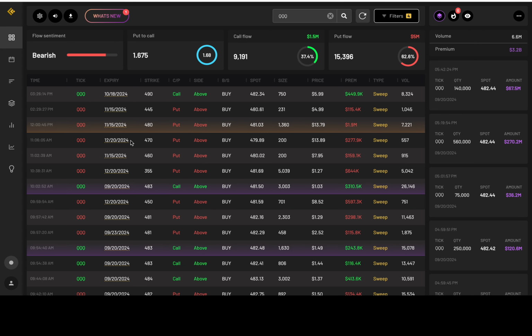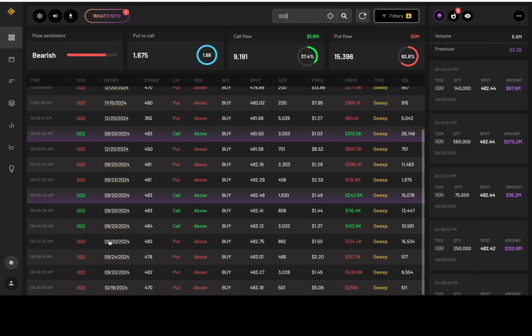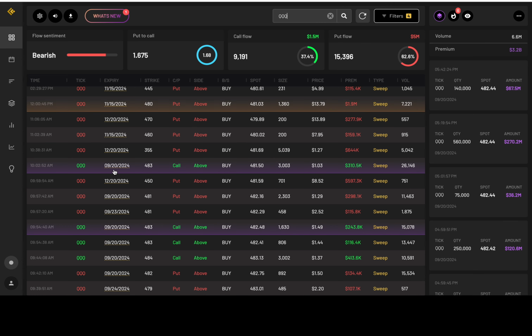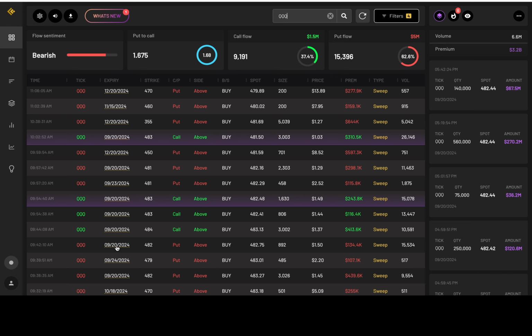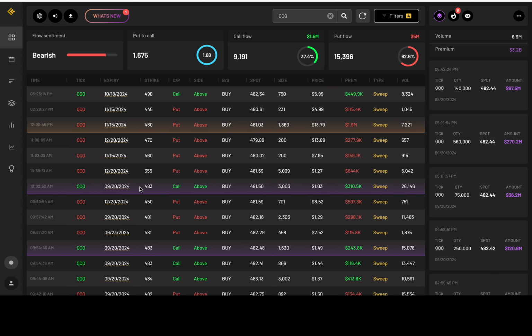Here is Triple Q. It is bearish, 5 million compared to 1.5 million. We got an October 18th call. We got a September 20th. We'll cancel that out. A bunch of September 20th. So we've seen a lot of these calls on September 20th. Some puts. We got a couple of puts that are also September 20th. A few, actually. But there's a good amount that's a little bit further out.